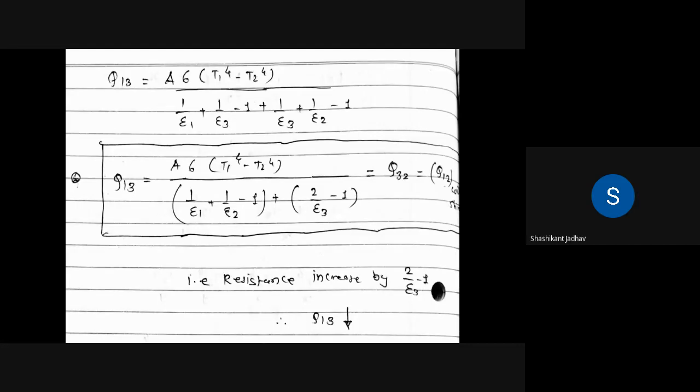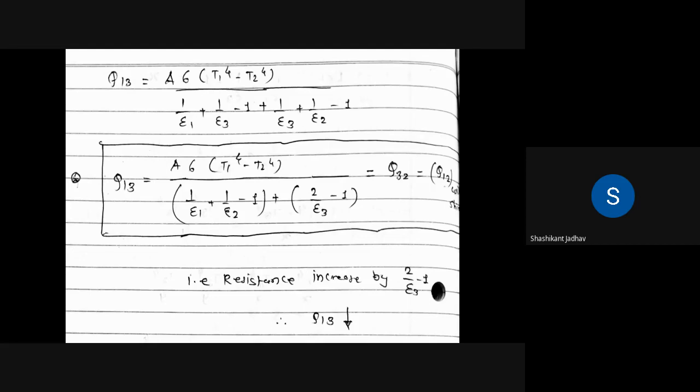Okay, so 1 upon epsilon 3, 1 upon epsilon 3 is 2 times is there. So remaining values we have to write down in the one equation. So what is that equation? Q13 is equal to a sigma t1 raised to 4 minus t2 raised to 4 divided by, so we have to take the sum values into first bracket, that is 1 upon epsilon 1 plus 1 upon epsilon 2 minus 1, and then 1 upon epsilon 3 is 2 times is there, so 2 upon epsilon 3 minus 1 is there. Okay, so this q13 is nothing but q3 to 2 and q1 to 2.